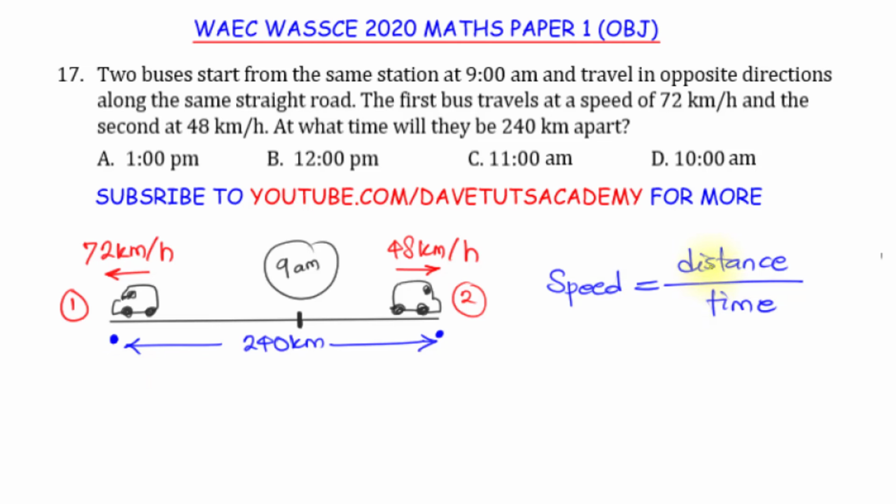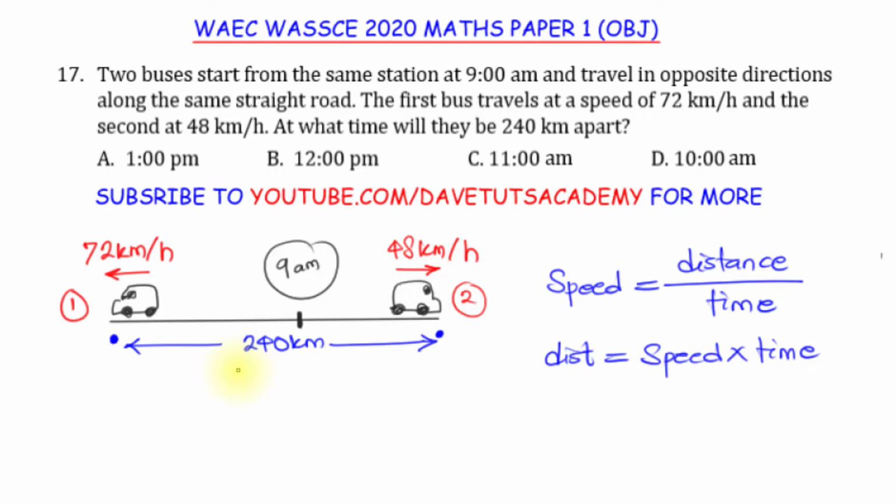Now, if speed is distance over time, then the distance traveled will be speed multiplied by the time. What we need to note in this case is that it is the same amount of time that each of the buses will take. The time it will take for the first bus to cover whatever distance it has covered, and the time it will take for the second bus, is going to be the same. But the distance is going to be different because they are running at different speeds. But we know the total distance to be 240 kilometers.